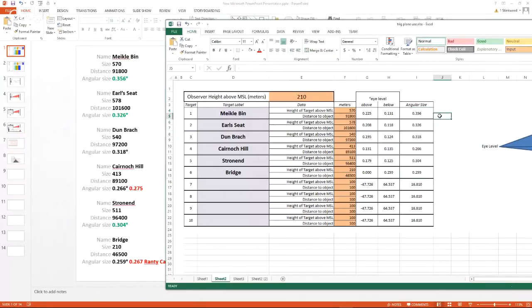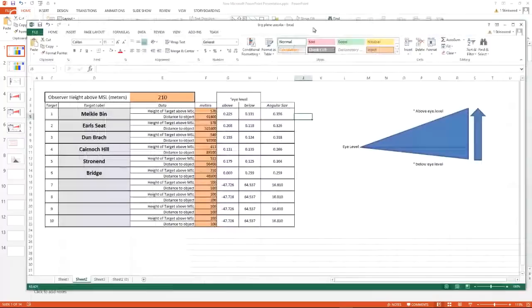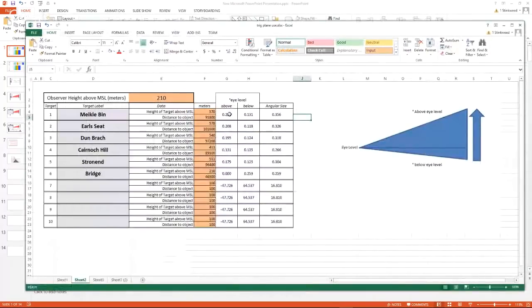What you have is, at eye level, an angular size below and an angular size above. For example, the bridge is 259. Now, if I were to turn around and put this at 45,000, then I would get the 267 that he had. But that's the below. That's this angle down on the bottom, not including this angle because obviously it's coming up to eye level. There's no calculation for above, so obviously it's there.